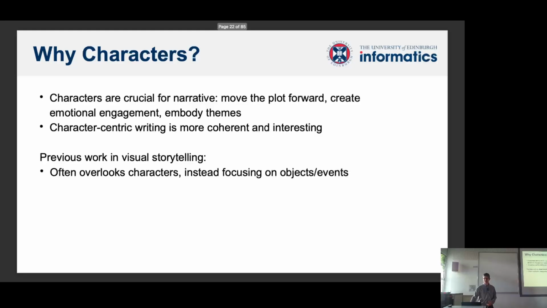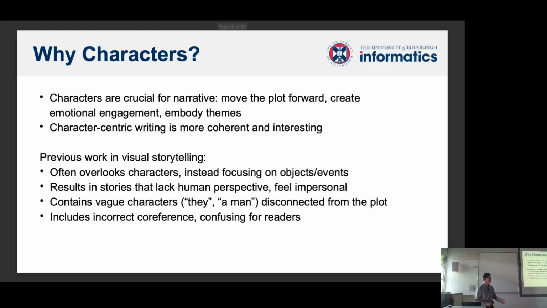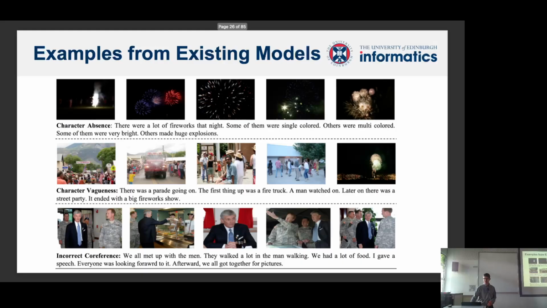And previous work in visual storytelling hasn't done that. It has overlooked characters, and the stories then lack a human perspective. Sometimes there are vague references like they, the man, and so on. Often state-of-the-art systems also screw up coreference, and here's actually an example. So this is a story without characters, it's just fireworks. Okay. It's fine, but it's not really a story in the sense there's no plot, there's no people doing stuff, there's no events, well, other than fireworks exploding.